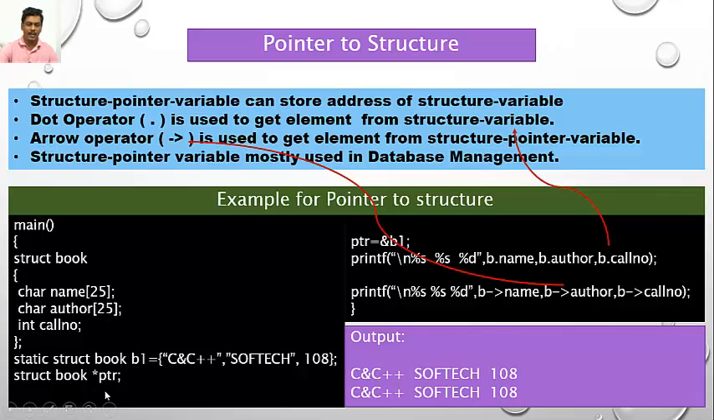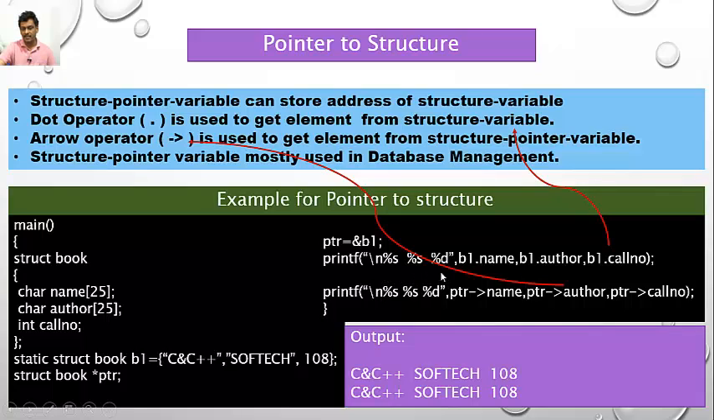So all the addresses are in integer format. All pointer variables store addresses. So all types of pointer variable occupy only 2 bytes. The size of PTR is 2 bytes. So in our example, the address of B1 is 800. That 800 is assigned to PTR.